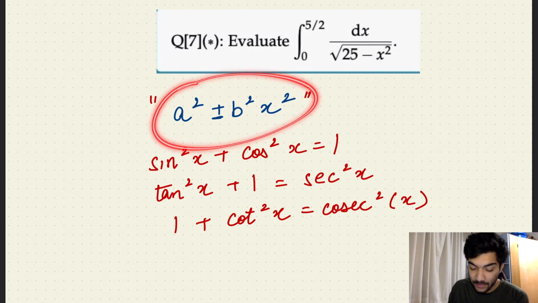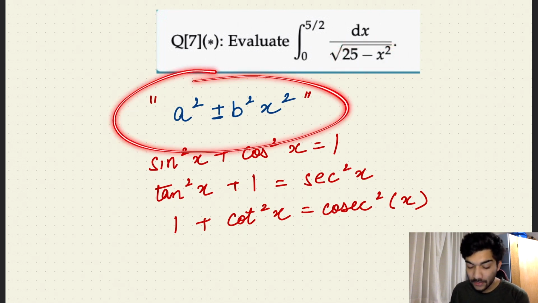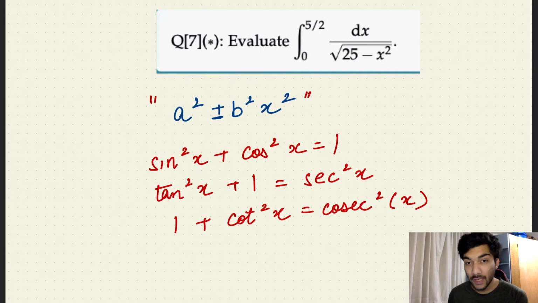So again, we see the same pattern over here, a square plus minus b square x square. If we take b to be 1 and a to be 5 and take the negative sign in between, we can write this expression as 5 square minus x square, which is 25 minus x square. So we see a pattern which looks similar to a square plus minus b square x square. That is why it gives us an idea to use the trigonometric substitution and one of these three trigonometric identities in order to simplify our definite integral over here.